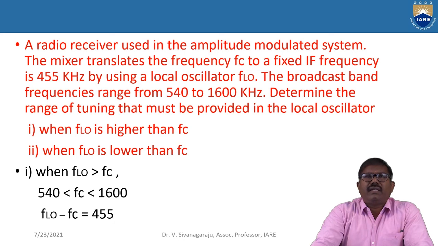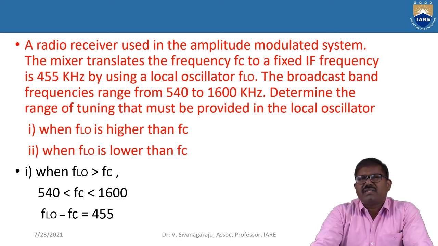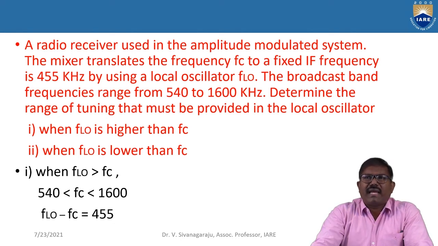So another one is a radio receiver used in an amplitude modulated system. The mixer translates the frequency FC to a fixed IF frequency of 455 kHz by using a local oscillator FLO. The broadcast band frequencies range from 540 to 1600 kHz. Determine the range of tuning that must be provided in the local oscillator.